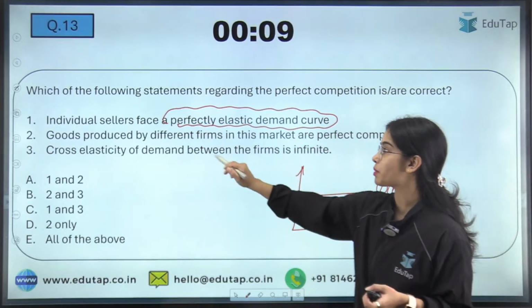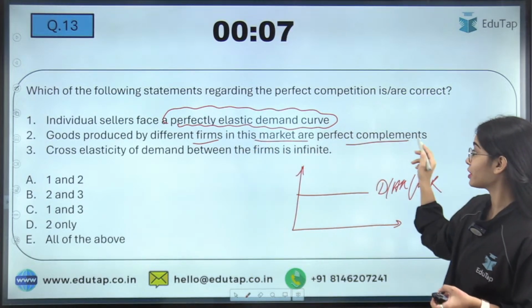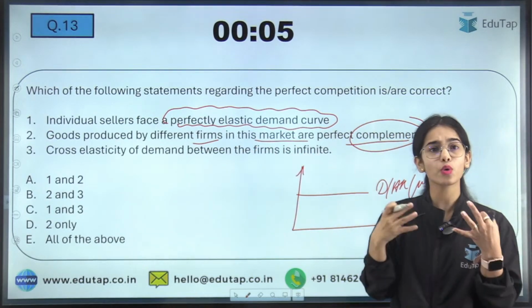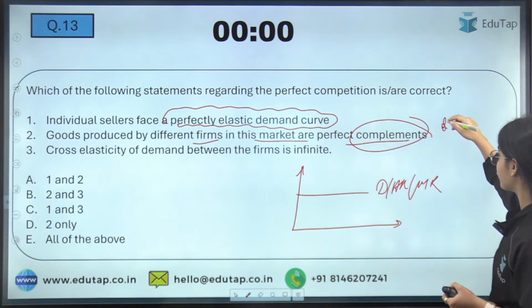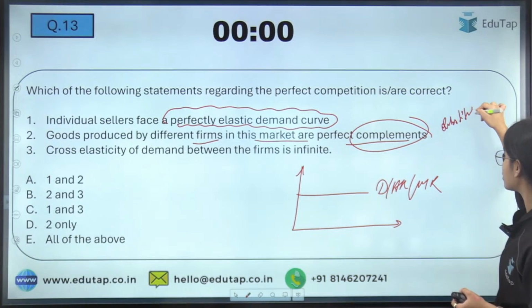Next, goods produced by different firms in this market are perfect complements. No, the goods are homogeneous goods, so they are perfect substitutes of each other.